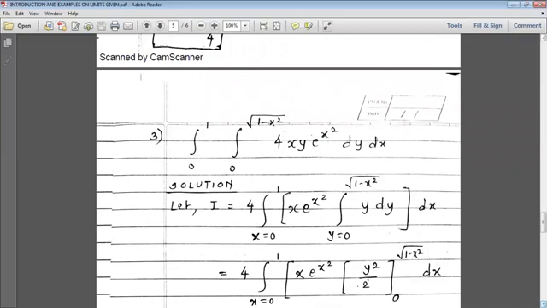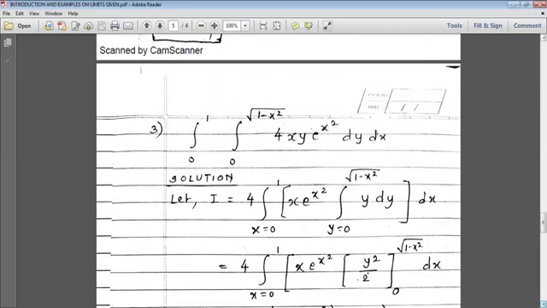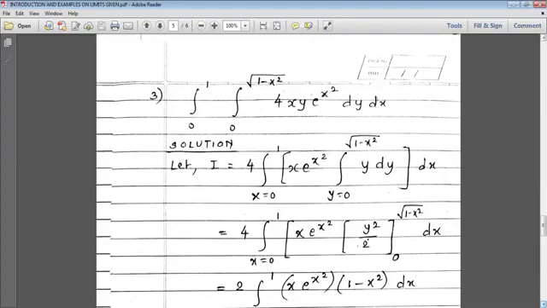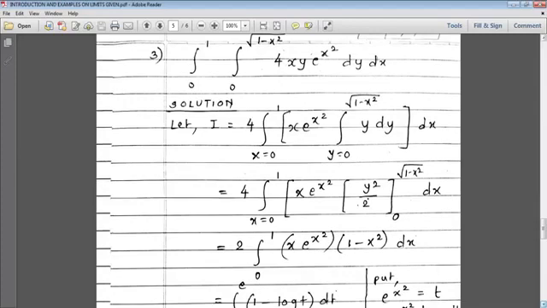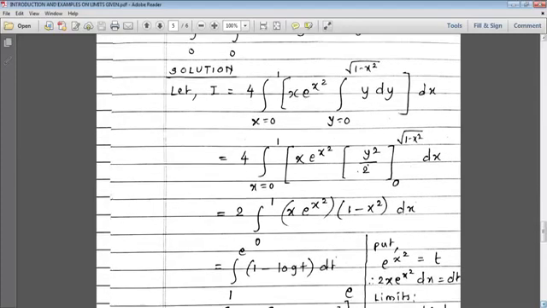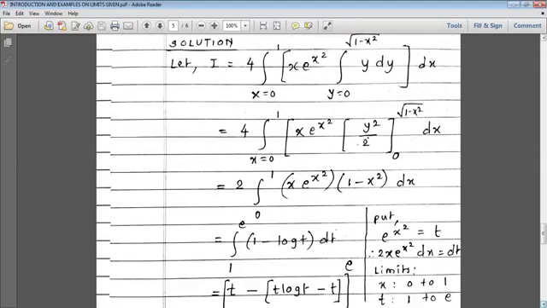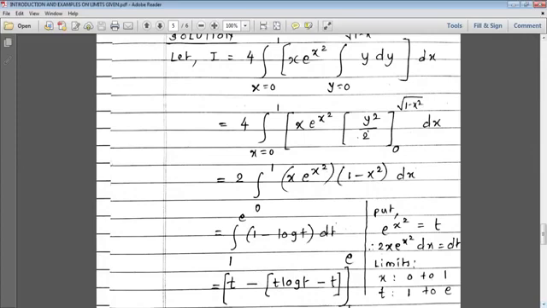Now the integration of y is y square by 2, and the limits are 0 to under root of 1 minus x square. Upon substituting the limits, we get the integral as 2 times 0 to 1 x into e raised to x square, and in the brackets 1 minus x square dx. Now this integral is evaluated by substitution method. Substitute e raised to x square as t, then you get 2x e raised to x square dx equal to dt, and the limits for x are 0 to 1.